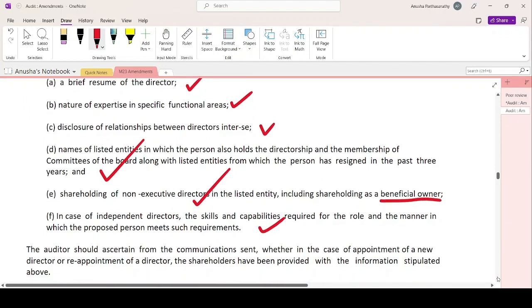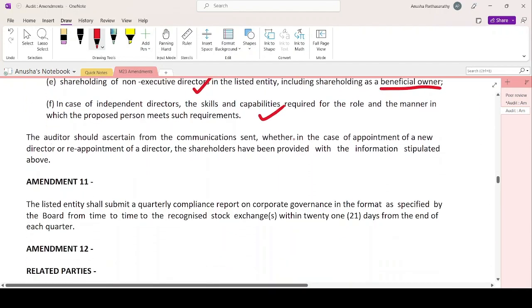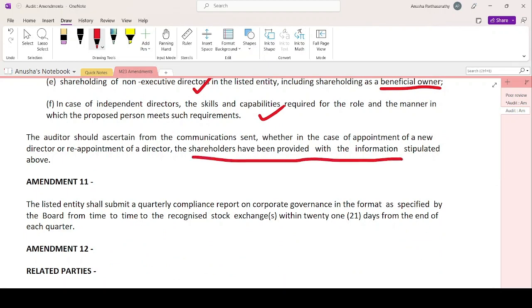Then, the auditor should ascertain from the communications whether, in the case of appointment of a new director or a reappointment of a director, shareholders have been provided with the information. And the auditor's work is again increased now. He has to check whether all the information has been provided to the shareholders. Now, amendment number 11. Compliance report. Okay, the listed entity shall submit a quarterly compliance report on corporate governance in the format as specified by the board from time to time to the recognized stock exchange.